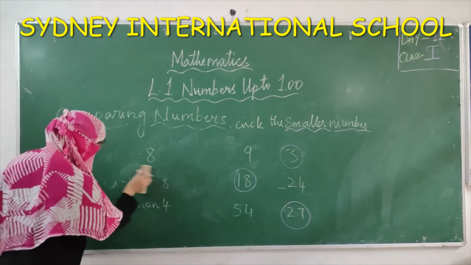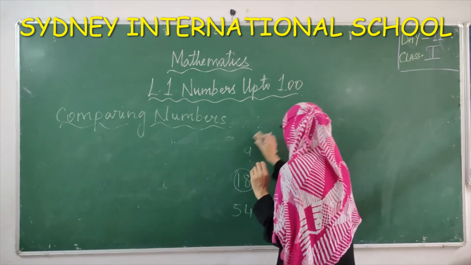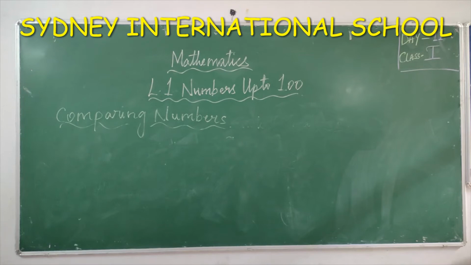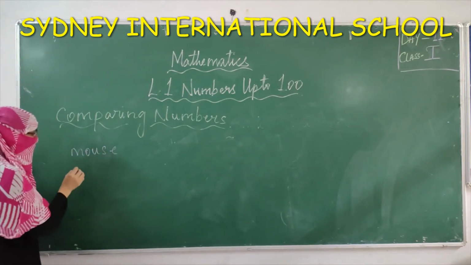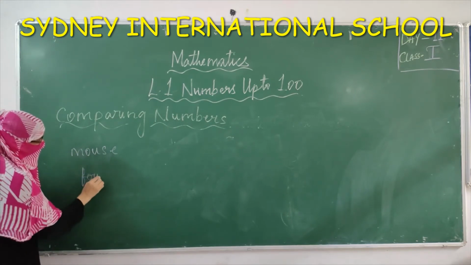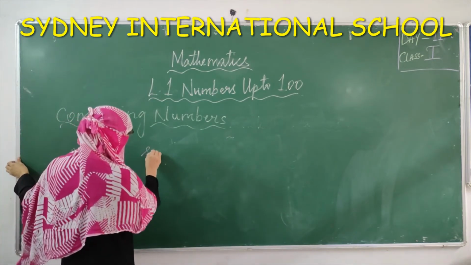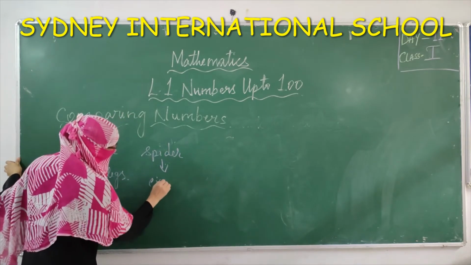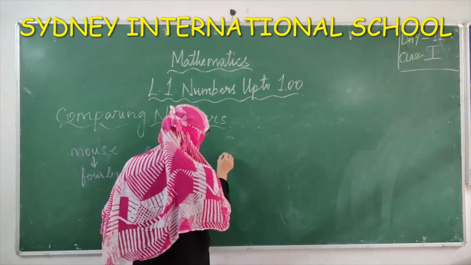Now this was the comparison between two numbers. Now I am going to show you the comparison between three numbers. Now I will take a mouse. A mouse has how many legs? 4 legs. Now I am going to take a spider. A spider has 8 legs. Next I will take any bird.